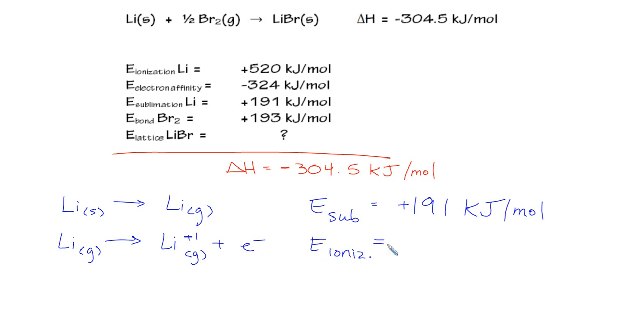Ionization energy is also an endothermic value. Positive 520 kilojoules per mole. I need to add energy in order to remove the electron. It's very attracted to the nucleus. I mean, this is a small atom too.